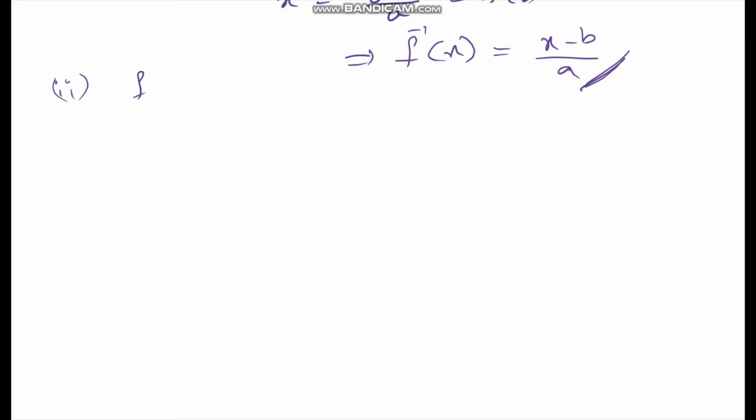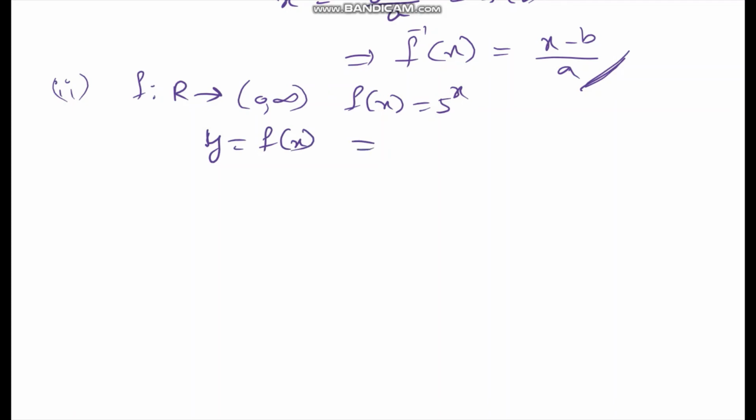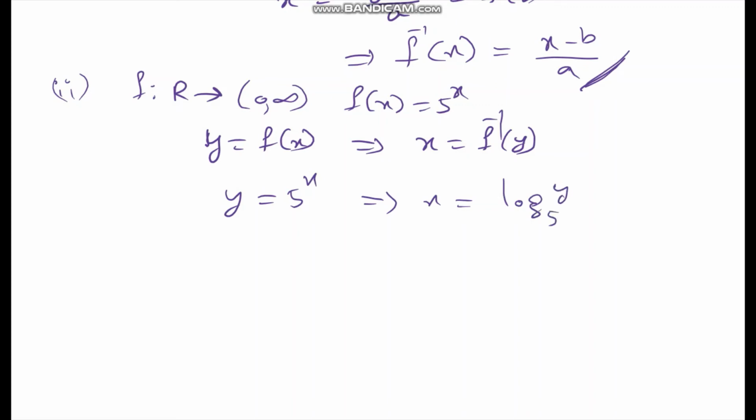Second question is, f is mapping from R to 0 to infinity, and my f of x is defined as 5 power x. We need to find the inverse of this. If y equals f of x, that implies x equals f inverse of y. So y equals 5 power x, that implies x will be equal to log y to the base 5, or you can write it as log y by log 5. So both are correct here.